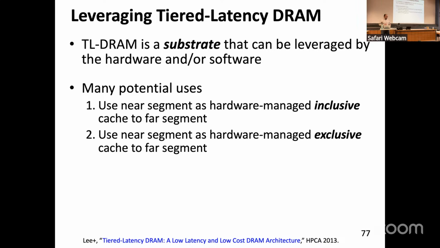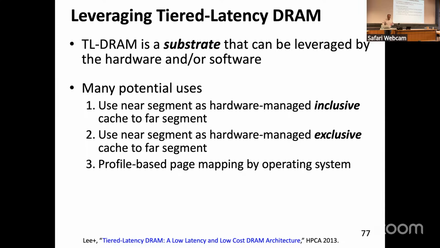You can also think of managing it as an exclusive cache, meaning that you don't have repeated data. So whatever you have in your near segment, they don't exist in your far segment, essentially. You can also do some profiling and use the operating system, basically give that hint to the operating system. Because this information can also be communicated to the operating system, and then the operating system can try to do page mapping based on this architecture, for example, for you.